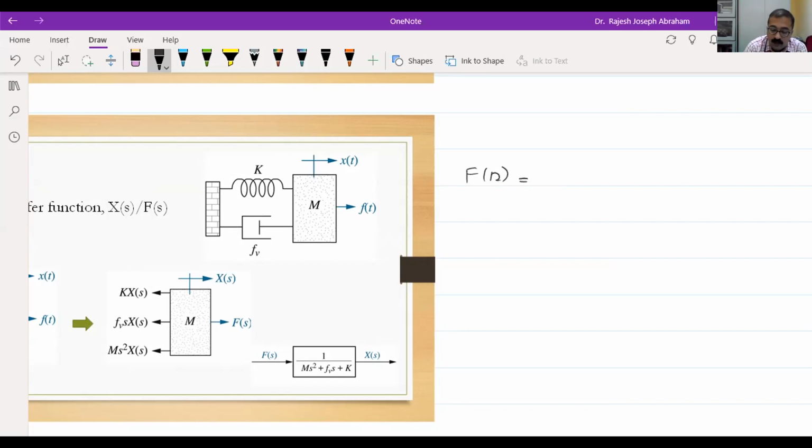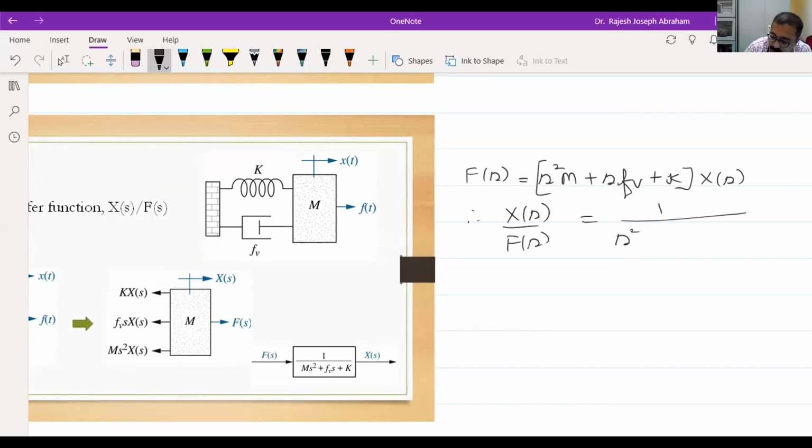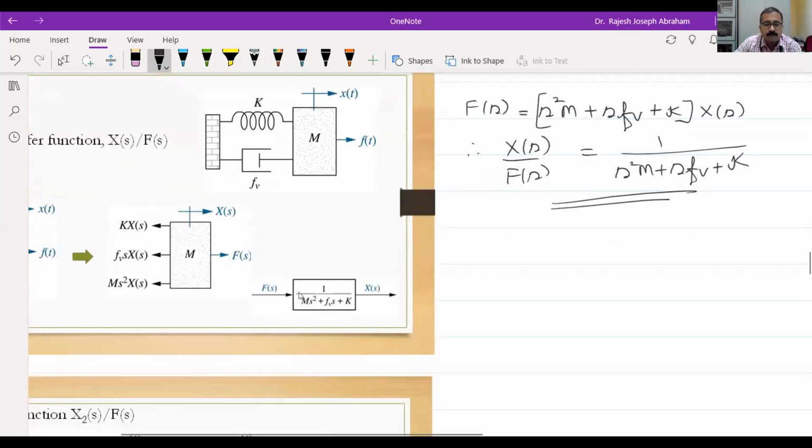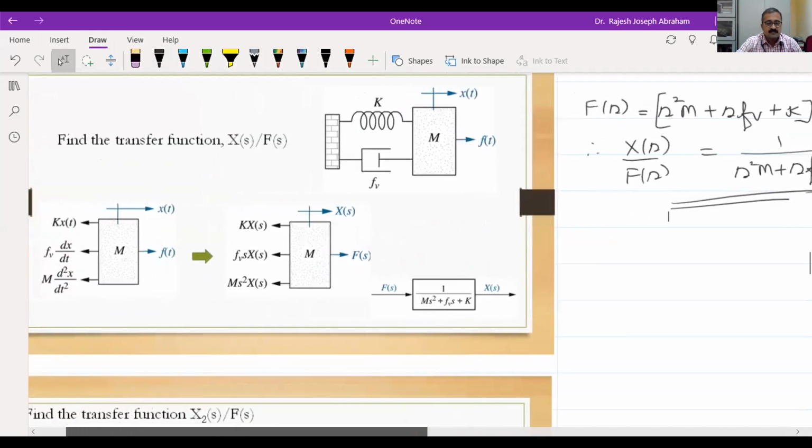So F of s is the applied force. What is the internal force due to mass m? It will be s square m, plus the force due to the dashpot Fv, s Fv, plus the force due to the spring, K, into X of s. So what is the transfer function X of s by F of s? It is nothing but 1 upon s square m plus s Fv plus K. That is what is shown here: 1 upon m s square plus Fv s plus K. Is that fine? Yeah, let us try one more example.